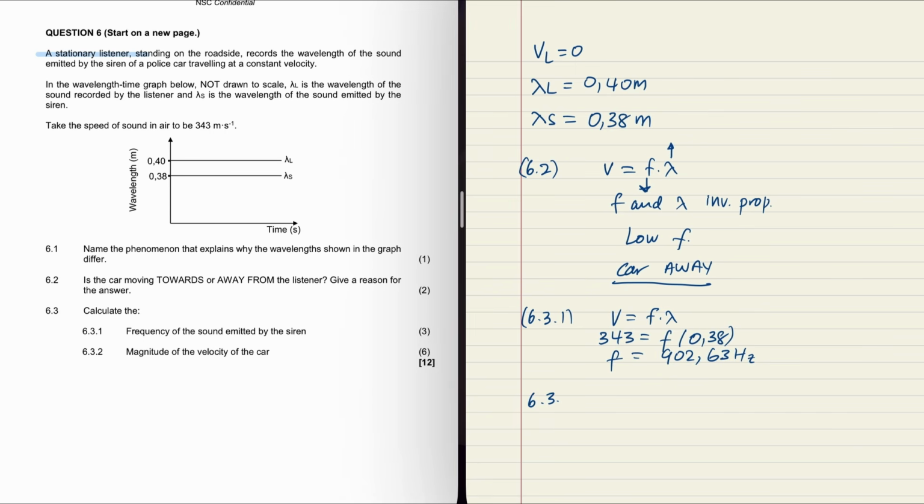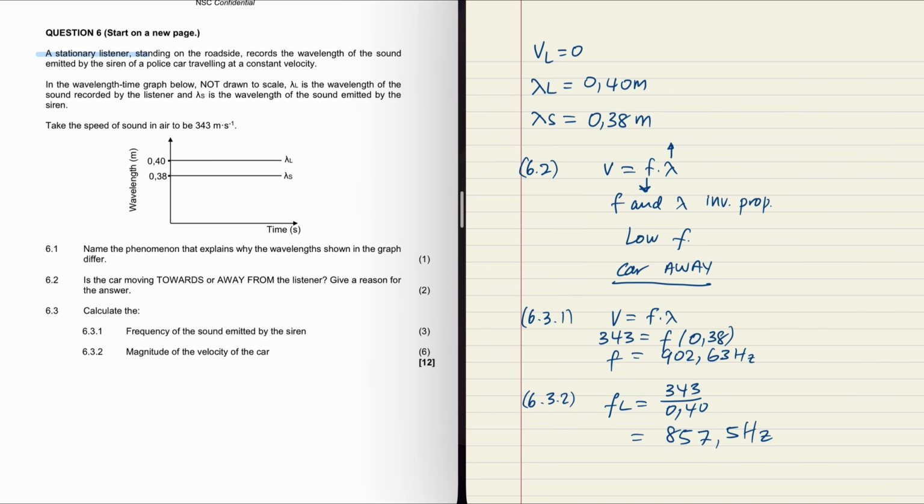Question 6.3.2, calculate the magnitude of the velocity of the car. Here it's worth 6 marks, so there's probably going to be more than one equation that's going to be used. The first thing I need to do is work out the frequency that the listener hears. So the frequency of the listener is going to be equal to, I'm just going to rearrange this equation from 6.3.1. It's going to equal 343 divided by 0,40, and that's going to equal 857,5 hertz.